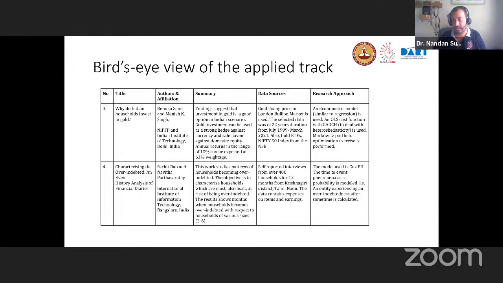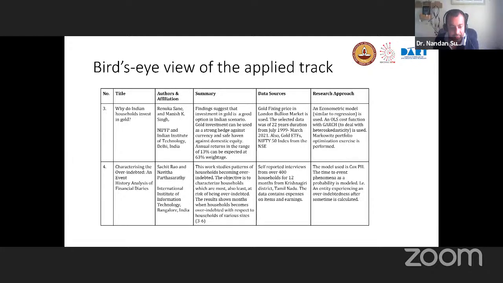bit more of an econometric approach to look at Markowitz portfolio theory and other models to see whether it makes sense, primarily from a point of view of diversification and growth. So what should theoretically be the role of gold in a household portfolio, particularly in a low-income household?